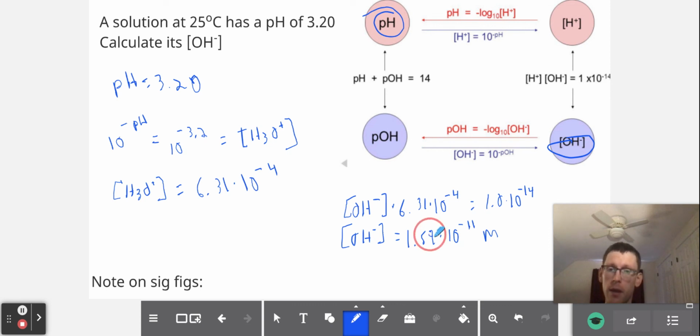Now, this has 3 sig figs, and I kind of arbitrarily got to that point. I want to note that since we started with a pH that was precise to the hundredths, there are 2 digits past the decimal. There can only be 2 sig figs here, so actually this should be 1.6 times 10 to the negative 11th molar. Yeah, there we go.